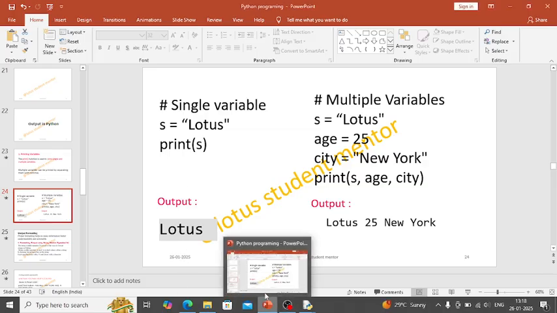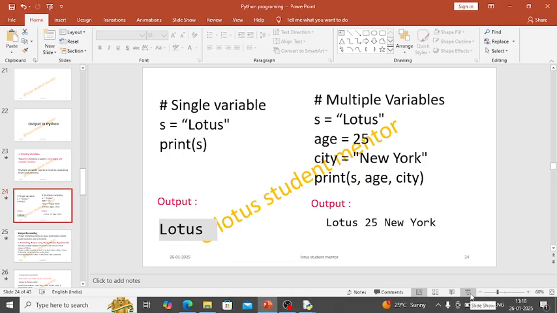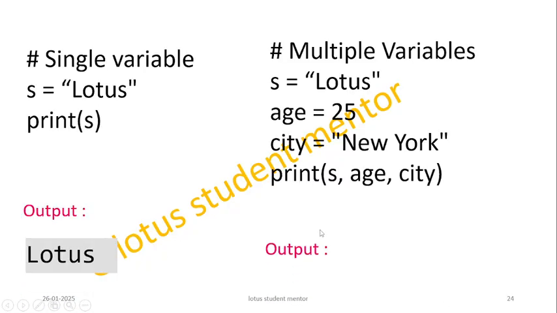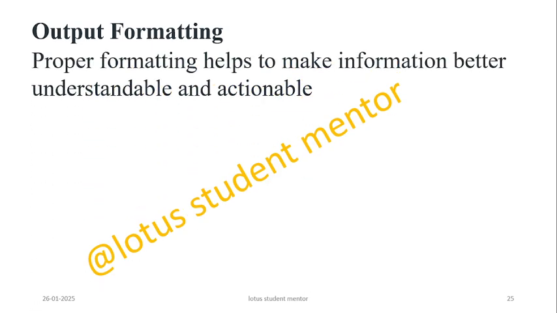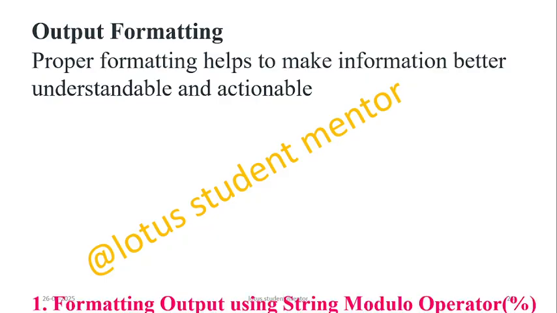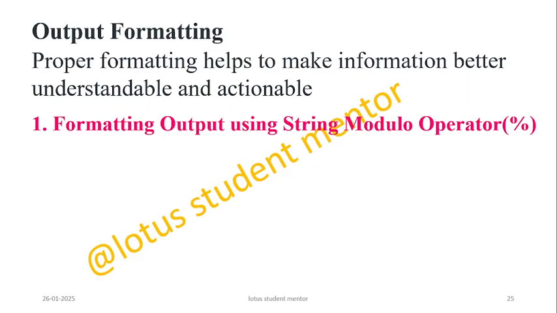Coming to the next one: what is output formatting? This output formatting concept in Python is very important, in such a way that we can understand information better and it is actionable, especially the output that is going to be printed. Now there are various methods in output formatting. There are 4 formatting methods; in this video we will try to explain them, otherwise we will go for part 2.